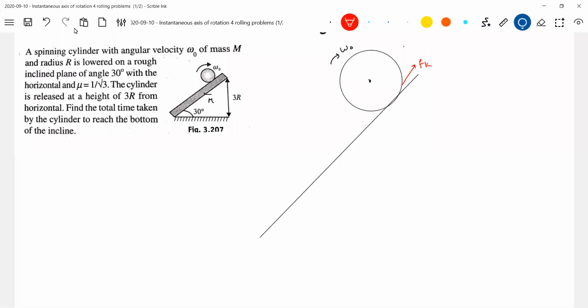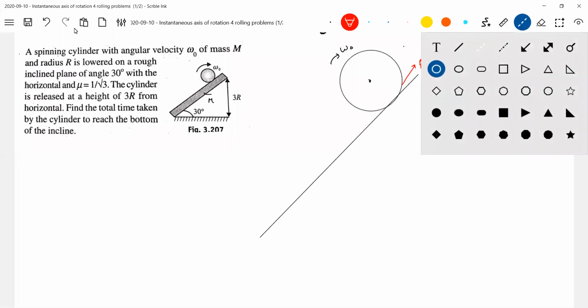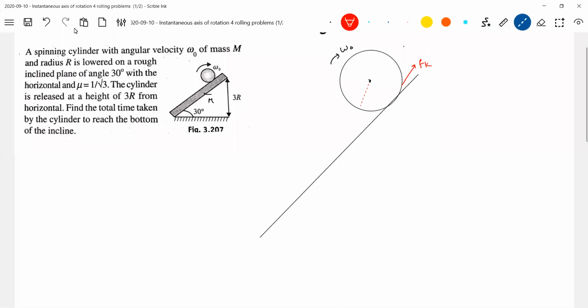Act up the incline. Then there's a radius r. Sorry, one more thing. Let me show all the forces: mg sin theta, mg cos theta, and this is the normal contact. In fact, there's slipping here. So because of that, the friction will act here now.